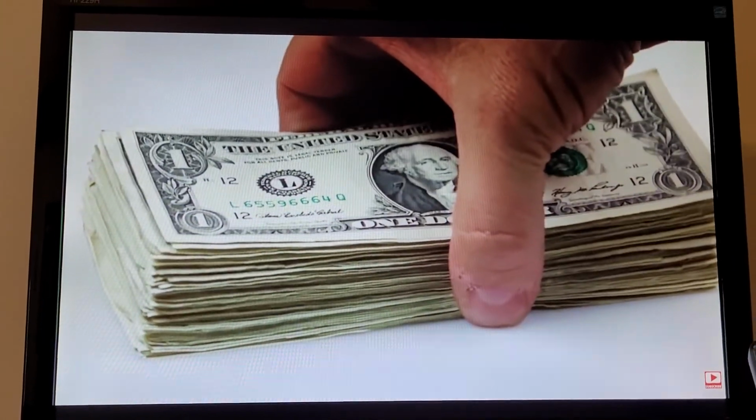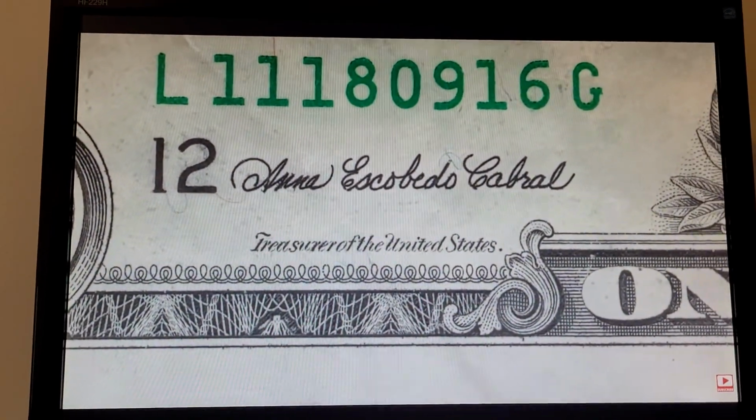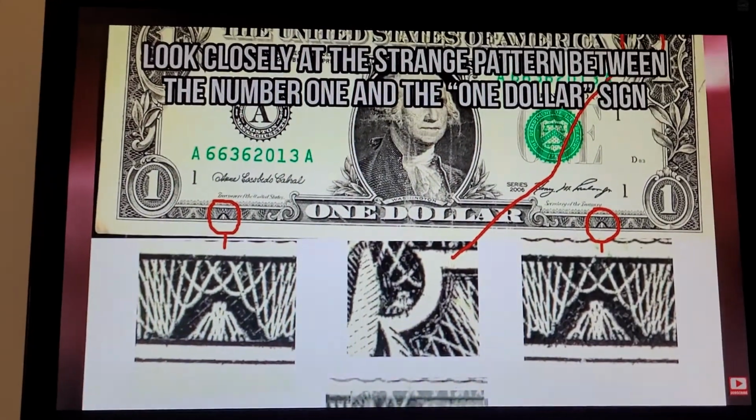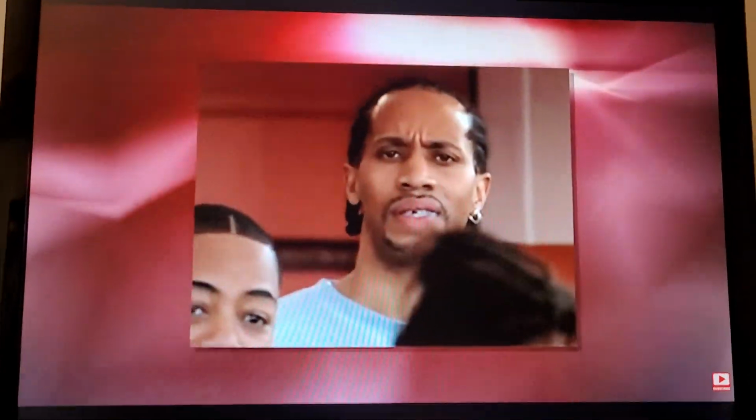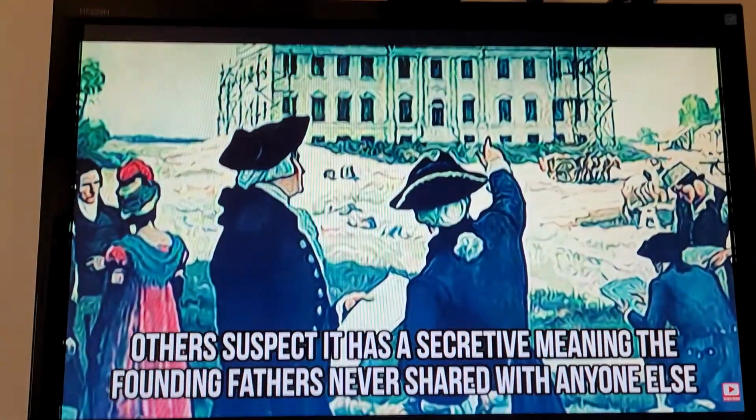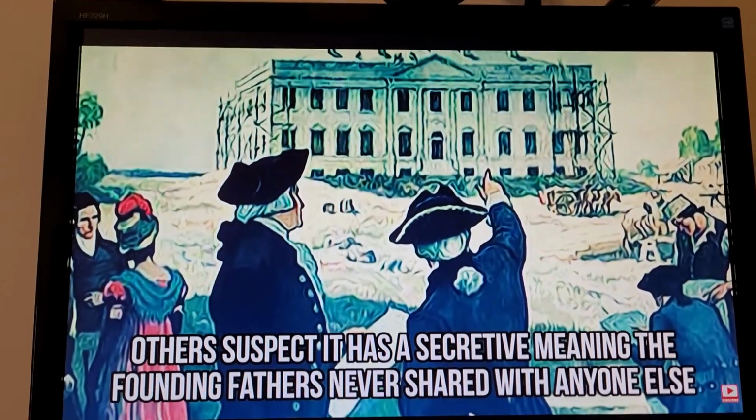A similar looking creature can also be found at the bottom of the bill. Look closely at the strange pattern between the number 1 and the $1 sign. Do you see it? The secret behind this symbol is still unexplained, and while many think it's just a part of the pattern, others suspect it has a secretive meaning the founding fathers never shared with anyone else.